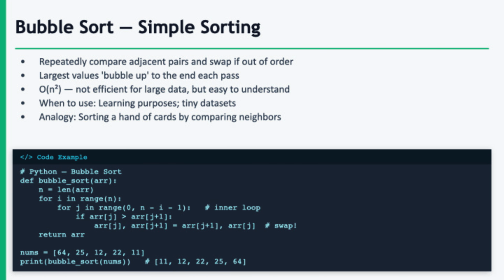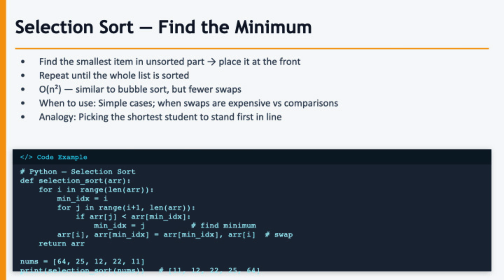Bubble sort is a simple way to organize data by comparing neighbors and swapping them if they are in the wrong order. It is easy to understand but not very efficient for large amounts of information. Selection sort works by finding the smallest item in the unsorted part of a list and moving it to the front. You repeat this until everything is in order. It is simple but can also be slow as the list grows.